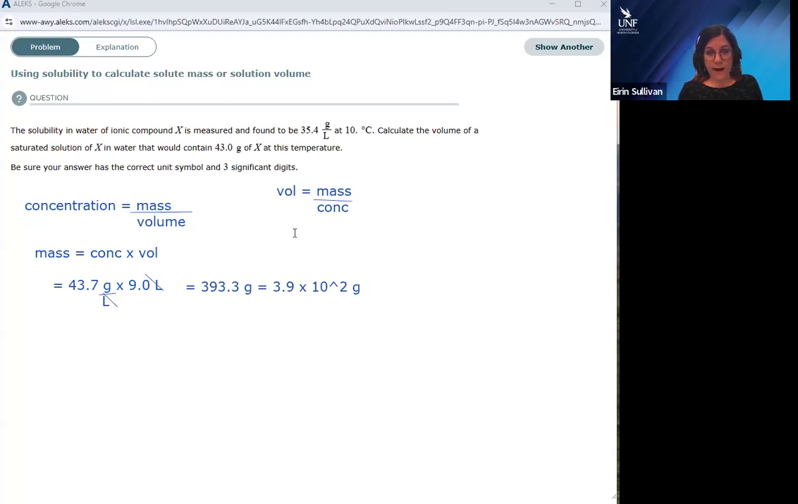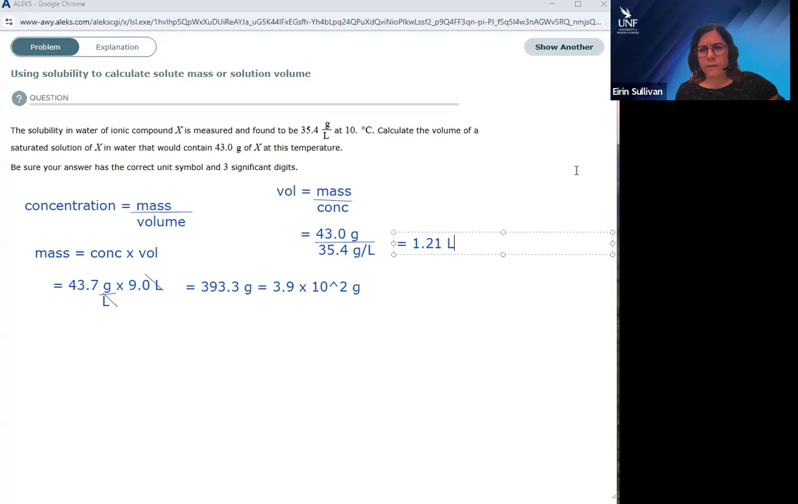In this case, our mass was 43 grams, and we're going to divide that by the concentration, which is 35.4 grams per liter. The grams divided by grams cancel out, and 1 over liters is just liters. So 43 divided by 35.4 gives 1.21468, and so on. Three significant digits would be 1.21 liters as the volume of that saturated solution.